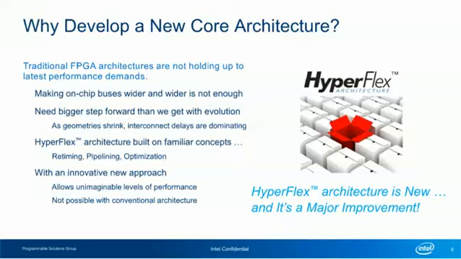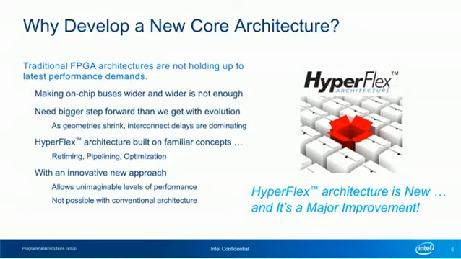Another consideration is that as device geometries continue to shrink with each process node, the interconnect delays between the logic cells and the core fabric are dominating the total delay. So simply evolving the existing architecture into the next process technology node does not address this growing concern.